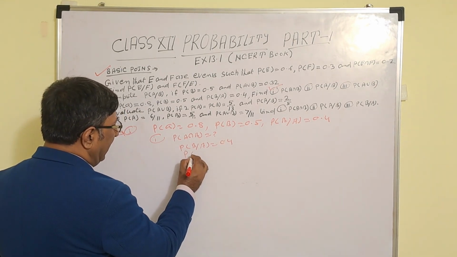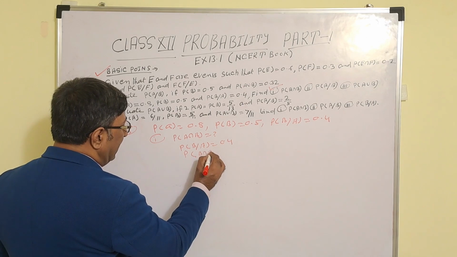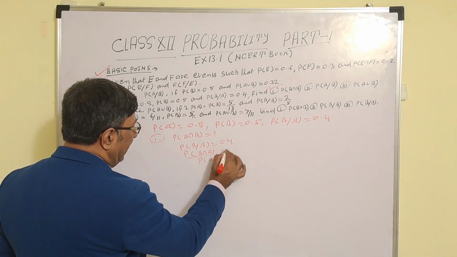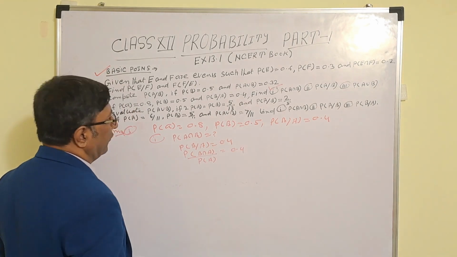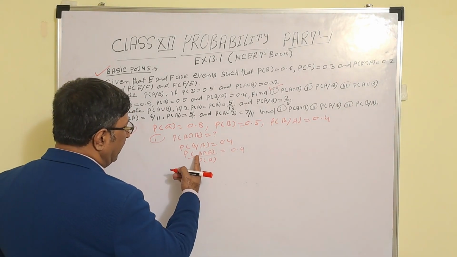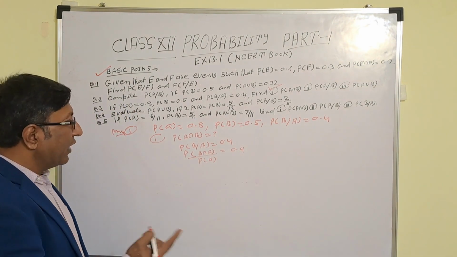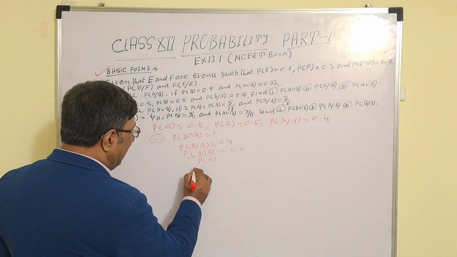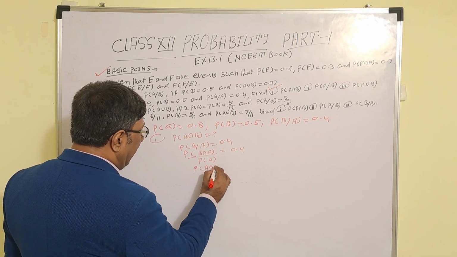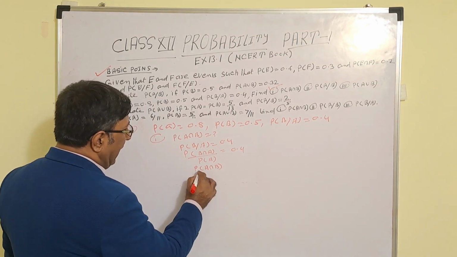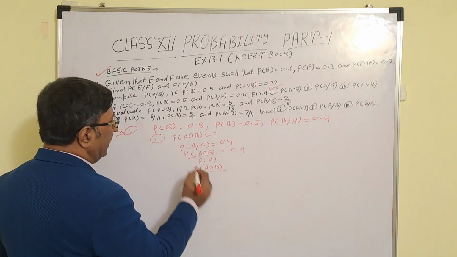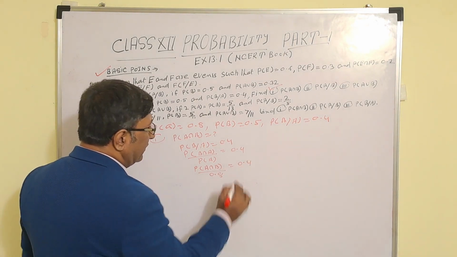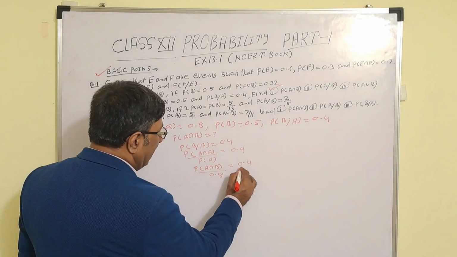So probability of B given A is probability of B intersection A divided by probability of A, equal to 0.4. Probability of B intersection A or A intersection B, both are the same. So we can write probability of A intersection B over probability of A, which is already given as 0.8, equal to 0.4.